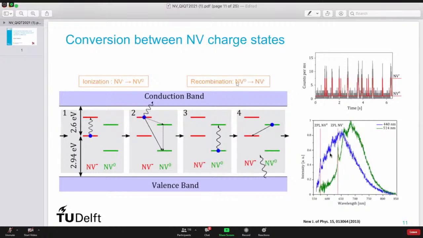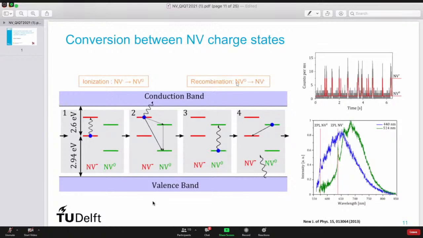Now there are two charge states, and there is a certain conversion mechanism involved which changes between these two charge states. This was the first paper which reported this conversion mechanism. They call the conversion from NV minus to NV0 ionization, and NV0 to NV minus recombination.